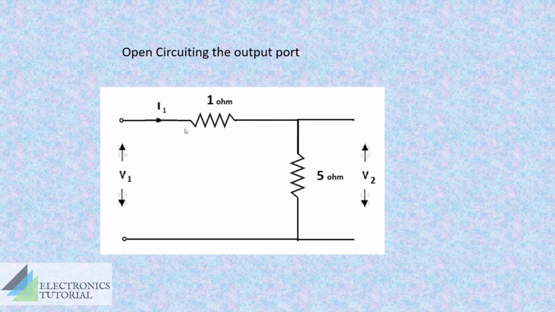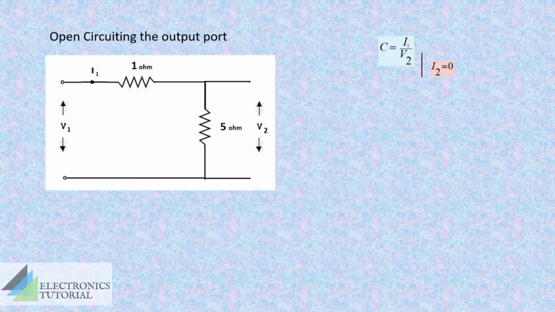This is our input current, and this will be the voltage across the input port, and V2 will be the voltage across the output port. In this case, we'll be getting two parameters, A and C. We'll first try to get the value of C. The expression for C is I1 by V2. The numerator is a current term and the denominator is a voltage term.